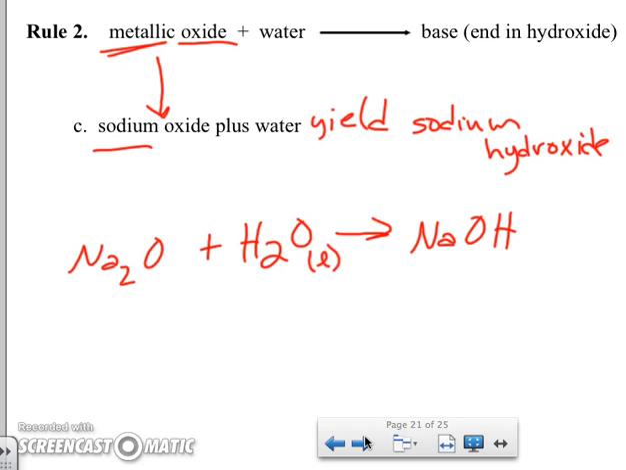The last thing we need to do is balance. I believe we need a 2 here, and I think that will do it. There are 2 oxygens in the reactants, 2 in the products, 2 hydrogens in the reactants, 2 hydrogens in the products, and we balanced our sodiums. Again, this is a synthesis reaction because there is only one product.